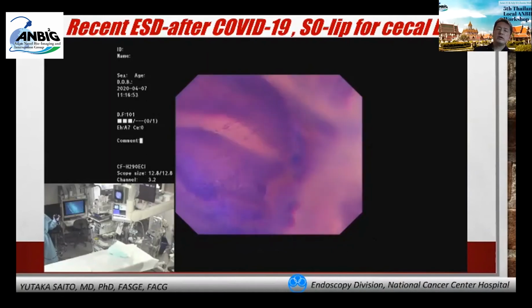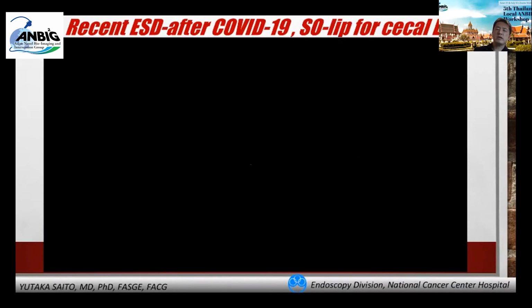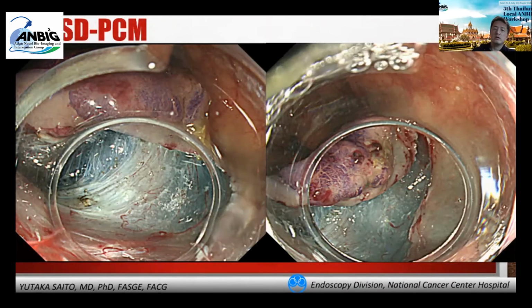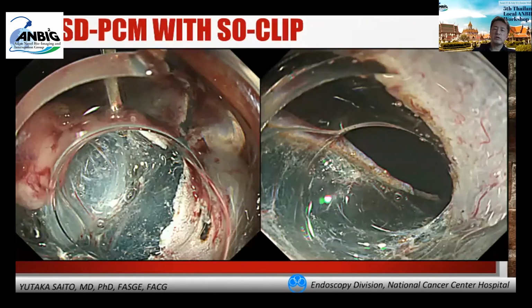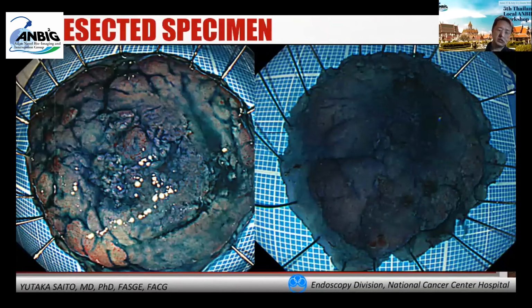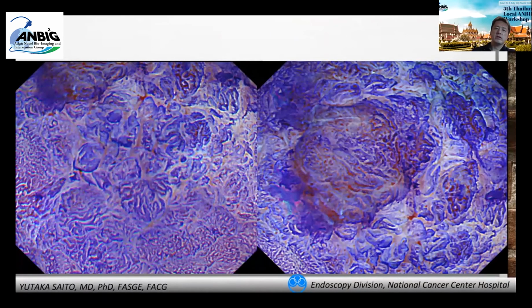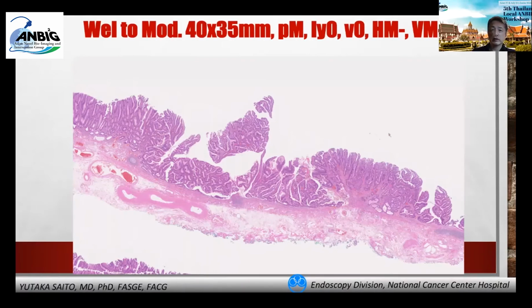And recently we performed super high magnification even after endoscopic resection. Endocytoscopic imaging could be possible after ESD resection. In this case, the pocket creation method with SO-clip traction was really effective. After resection, we put the resected specimen into saline, and we could observe the pit pattern very clearly. This imaging is almost the same as the stereomicroscopic image and easier. And again, the histology was well to moderately differentiated adenocarcinoma, intramucosal, and lymphovascular invasion was negative, budding grade 1, and curative resection was achieved.